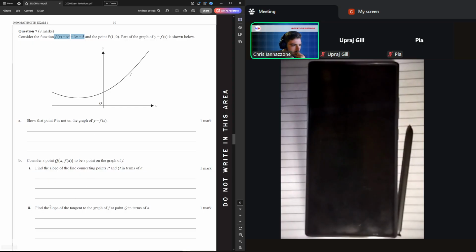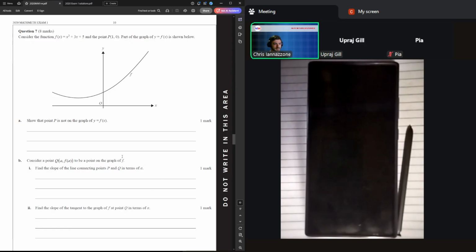Okay, got about 2 minutes. Can knock this one out. Slope of tangent to the graph of f at point Q. So Q is the thing that exists somewhere on f. Slope of tangent. Again, we only have very few methods of solving that, which is a good thing.